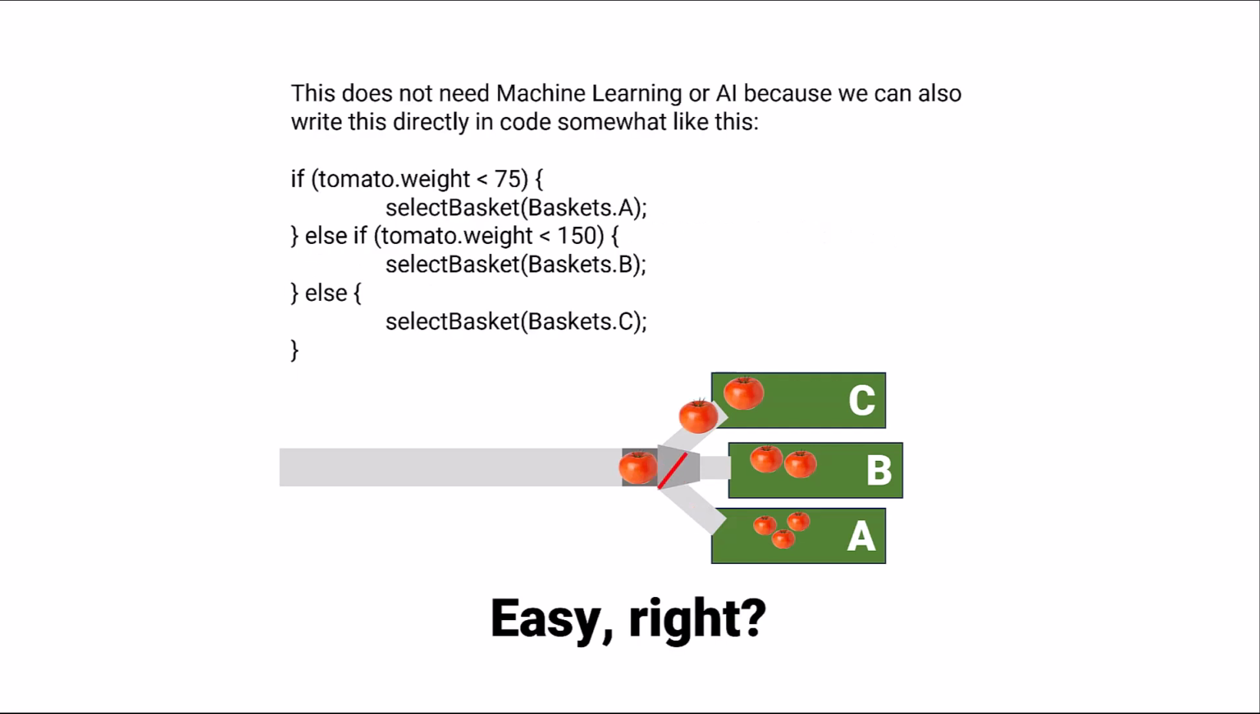Now, for techie people, we can write this really easily. We don't need machine learning. We don't need AI because we can write it in code that's going to look something like this. We call this pseudocode. It's not proper code. It's missing lots of bits, but it's clear enough to read. So we can say if the weight of the tomato is less than 75, select basket A. Else, if the weight of the tomato is under 150 grams, select basket B. Otherwise, select basket C. So, yeah, nice and easy.